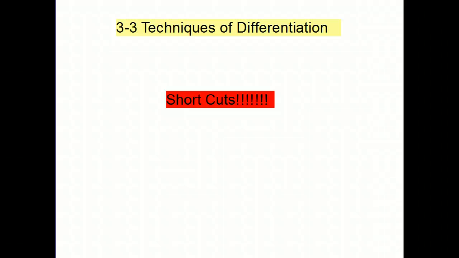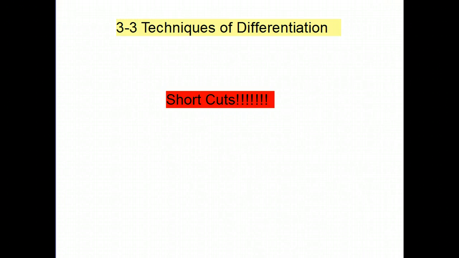Welcome to Chapter 3, Section 3, Techniques of Differentiation. Or in other words, we're going to look at some shortcuts today on how to differentiate. In the last section, we learned how to differentiate using the limit technique, which will work for any and every function. However, it can get a little cumbersome and a little long when you're dealing with higher order polynomials or functions that are a little more difficult.